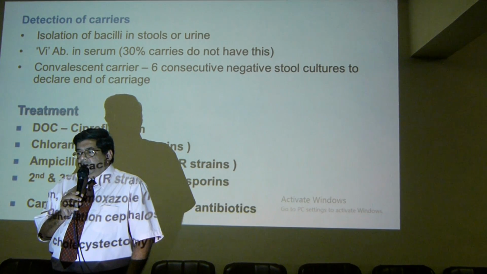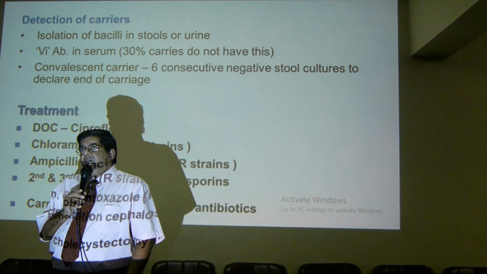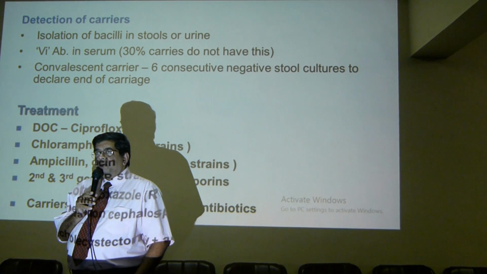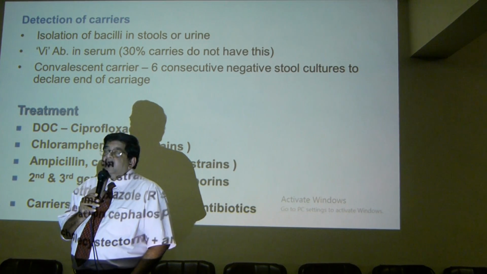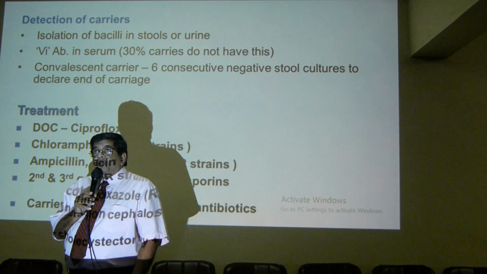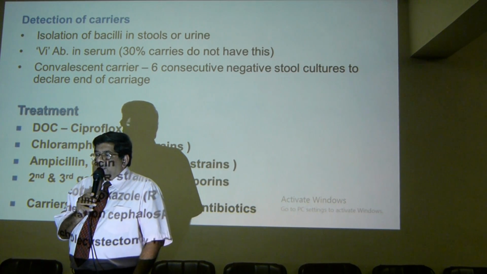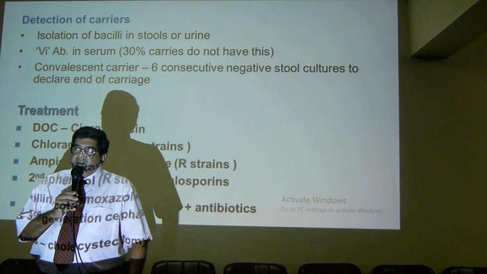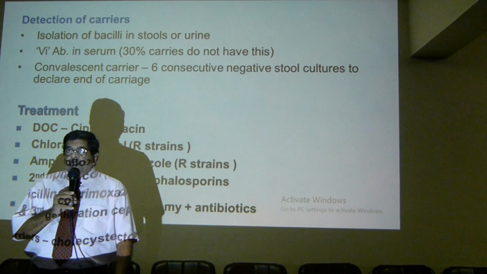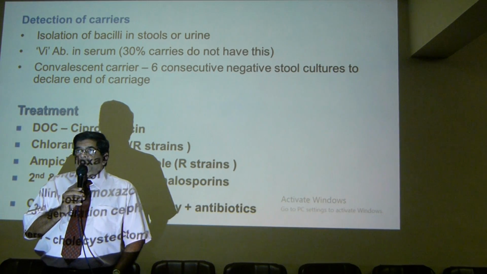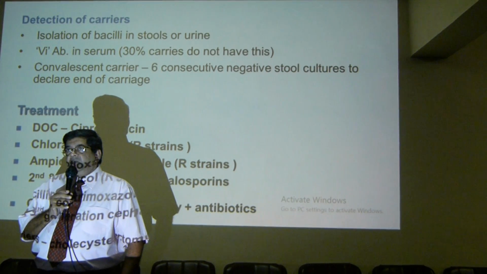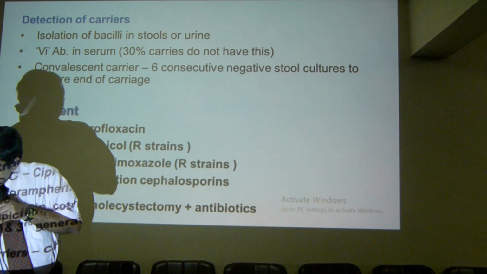Ampicillin and cotrimoxazole were used subsequently, but again these resistant strains or R strains have evolved to be resistant to all chloramphenicol, ampicillin and cotrimoxazole. Ciprofloxacin is the drug of choice considered today, and of course, third and second generation cephalosporins also have been used with very good results. For people who are unable to be cleared by antibiotics, some may resort to surgery, and that is cholecystectomy together with antibiotics.